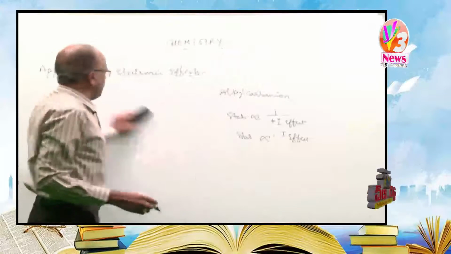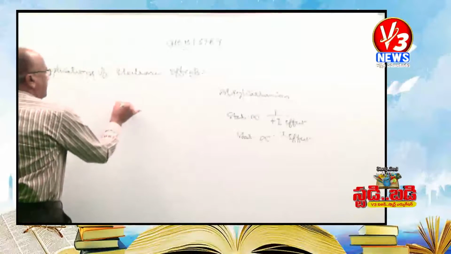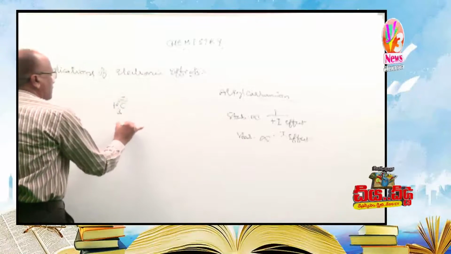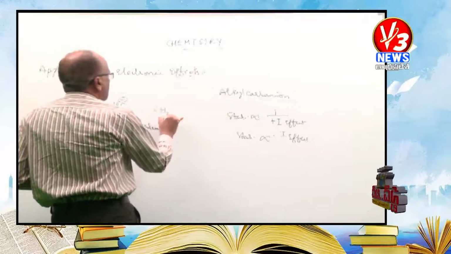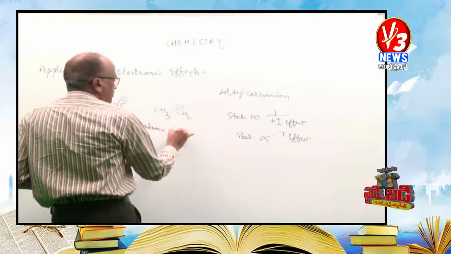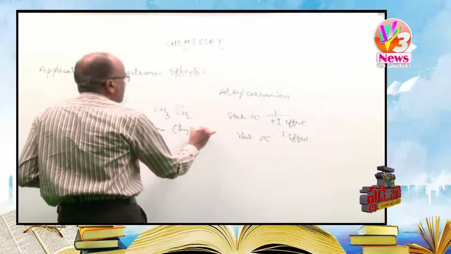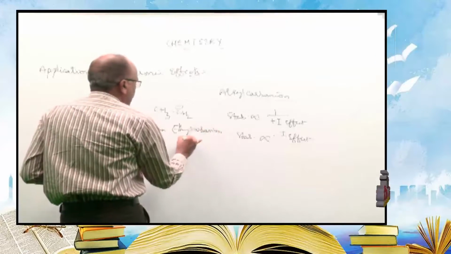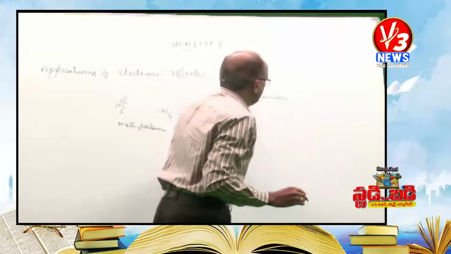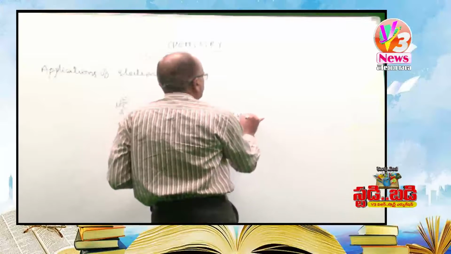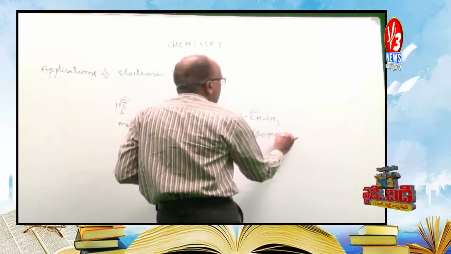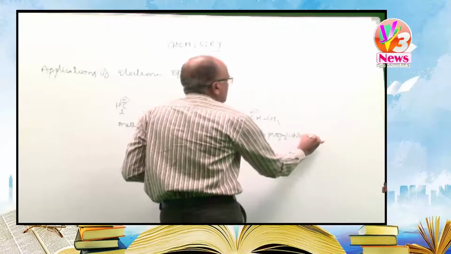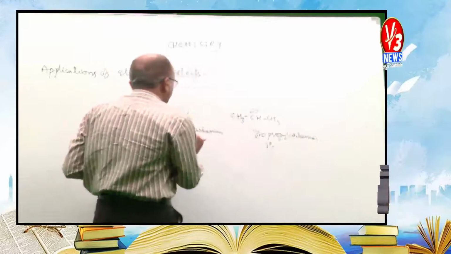First we will take different alkyl carbanions. I take CH3 minus. What is the name of this one? Methyl carbanion. Next, ethyl carbanion. This is a primary carbanion. Now I will take isopropyl carbanion. It is a secondary carbanion.